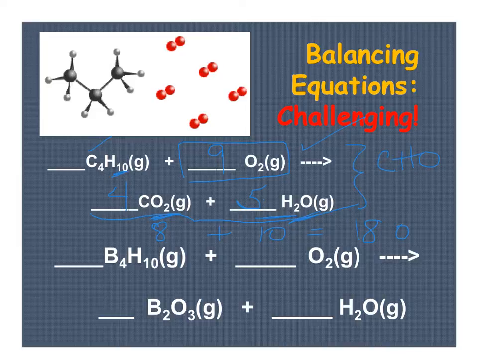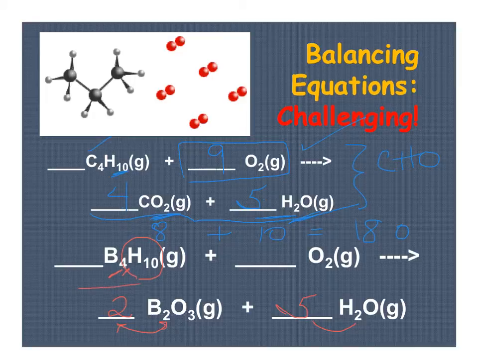We don't have any metals. No, boron is a metalloid. We don't have any metals. We don't have any polyatomics, so I guess I'll do boron first. If I put a 2 on the product side, now I have 2 times 2 or 4 boron, just like I do on the reactant side. Save oxygen till very last. So I'm going to do hydrogen next. 10 hydrogen on the reactant side. So I'm going to put a 5 in front of water. 5 times 2 is 10.